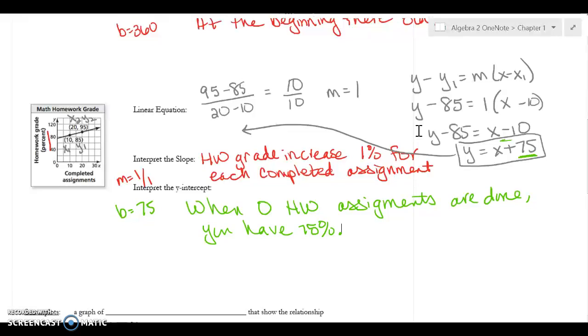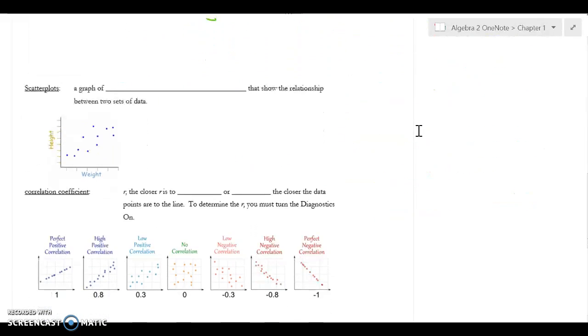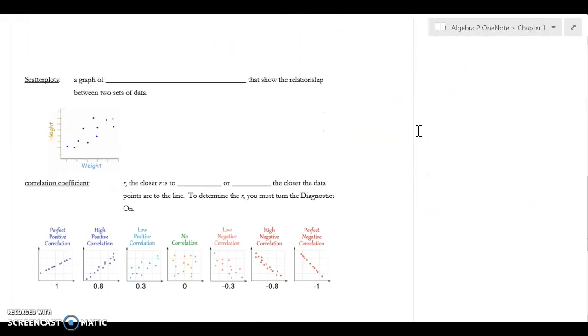All right, the next type of thing that we're going to be doing is talking about scatter plots. A scatter plot is a graph of ordered pairs, or it's a graph of data that show a relationship. So here's an example where this is weight versus height.